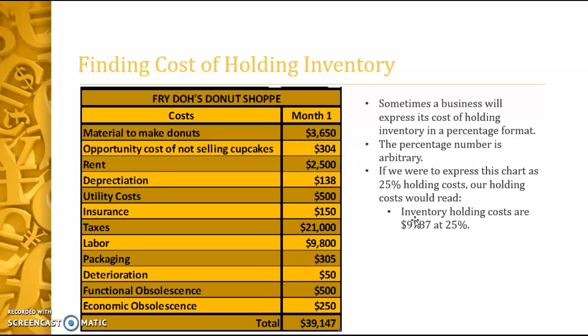Rent, depreciation, utility costs, insurance, taxes, labor, packaging, deterioration, and both forms of obsolescence, functional and economic. That grand total of holding costs per month comes to $39,147. Sometimes a business will do this on a percentage basis. I came up with a random number here. If I were to express it as a 25% holding costs, my holding costs would be $9,787 at 25% holding costs.